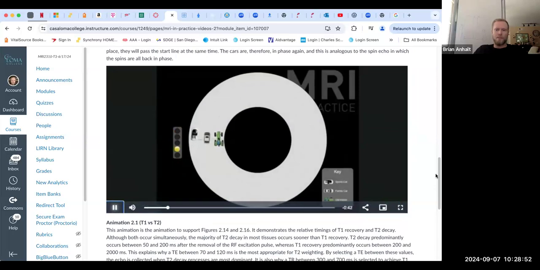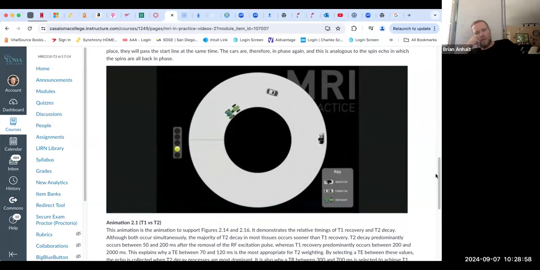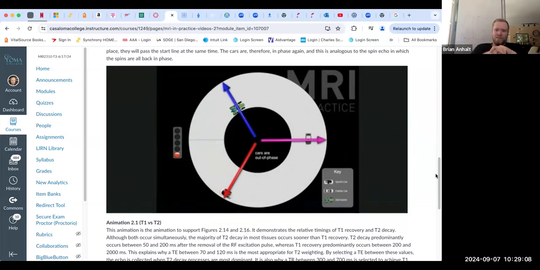So, 3 different vehicles. They were all in phase at the beginning, right? Faster one, medium fast one, and the slow one, they're going to go out of phase quickly. Complete dephasing, no more transverse magnetization, thus no more signal being induced in the receiver coil.